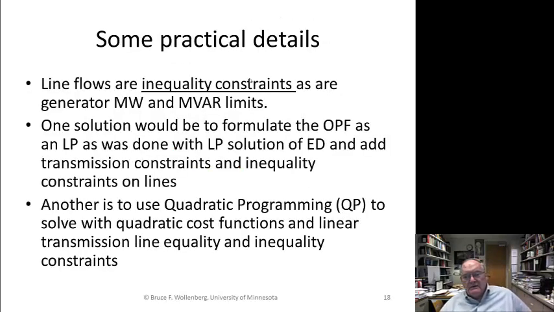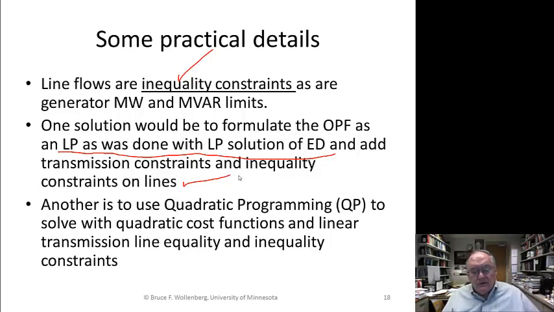Now, some practical details. Line flows, of course, are inequalities. I set the last one up as an equality constraint, but that should have been an inequality. It should obey the Kuhn-Tucker-Karush conditions. One solution would be to formulate the OPF as an LP, as was done in ED, and add the transmission inequality constraints. We're going to show how we can do that. We're also going to show later on how we can do an AC solution with LP.